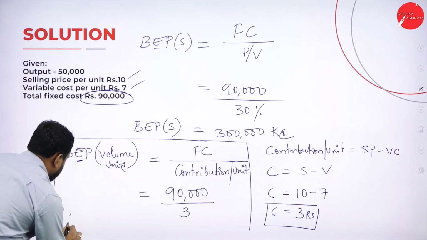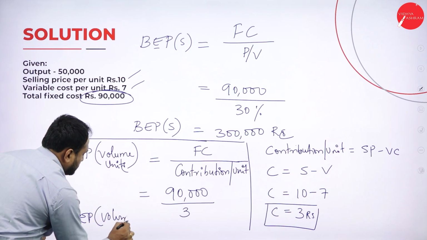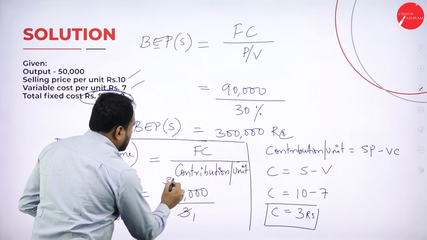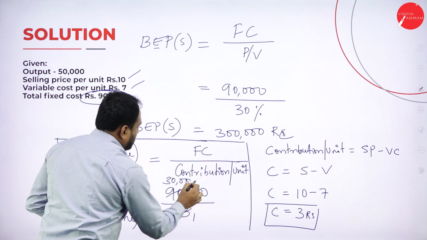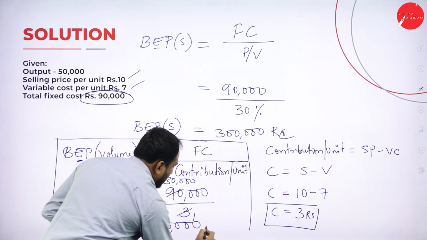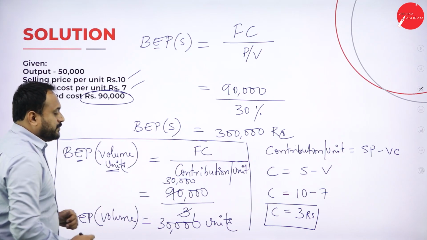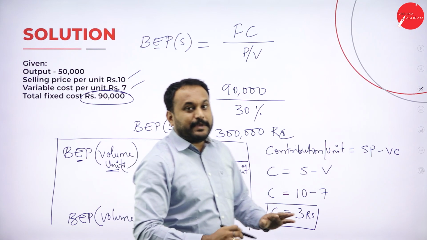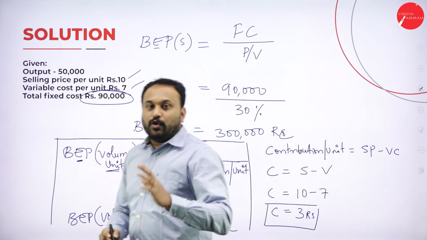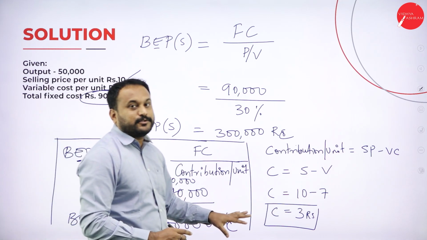So here BEP in volume is equal to 3 1s are 3, 3 3s are 9, so we have 30,000. It is always denoted with units, because volume means units. So we have BEP sales as 3 lakh rupees. BEP volume we have, that is 30,000. So this is what you are supposed to go with.